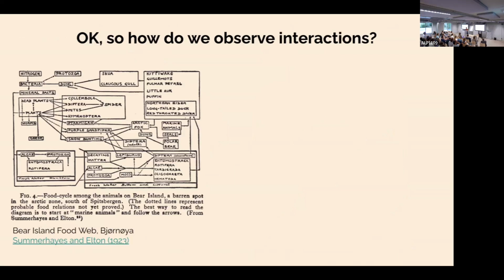So how do we actually observe what eats what? I also wanted to put a paper from 100 years ago. This one is from 1923, and it's the food web from Bear Island. It's basically this barren spot in the Arctic, and they went in and they just looked at a lot of things. And this is kind of the very classical version of these types of food webs. We would go and witness them in person. You would just go try to watch. And there's a lot of this still going on.